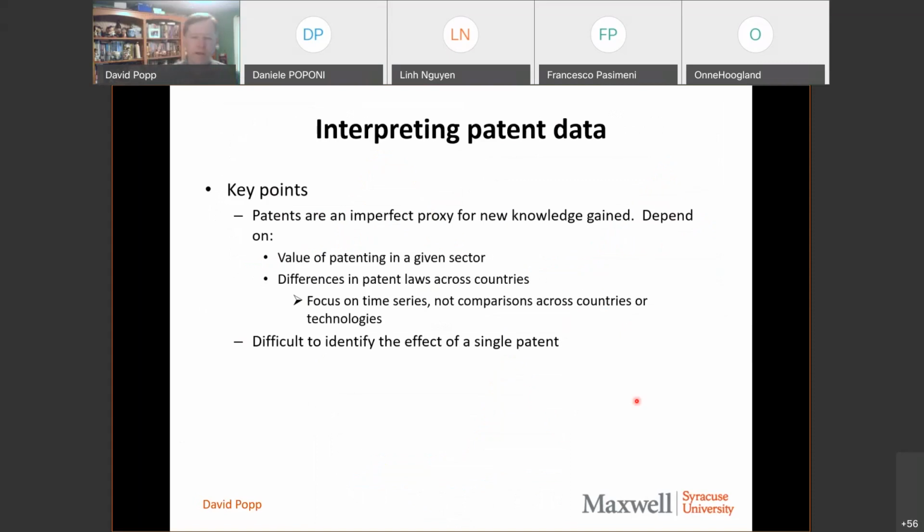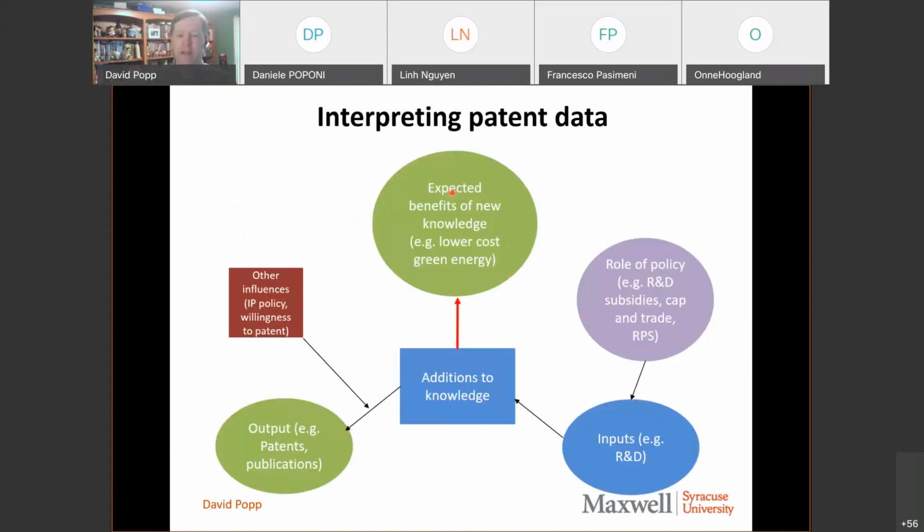Another thing to keep in mind is that it's difficult to identify the effect of a single patent. Again, we really want to think about this idea here. What are the expected benefits of new knowledge? How does knowledge actually lower costs or so on? The challenge here, again, is that we don't measure knowledge. The way we're going to measure this is through this feedback, that knowledge leads to outputs, patents, publications. We can look at how patents then affect energy cost or whatever our output measure is.